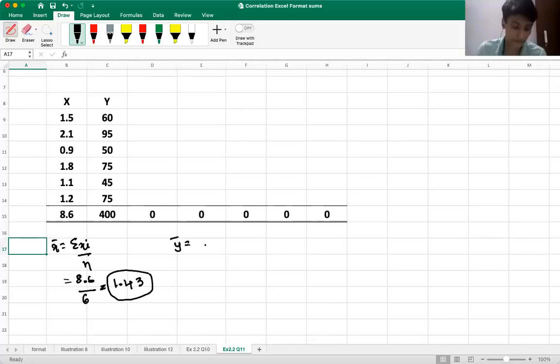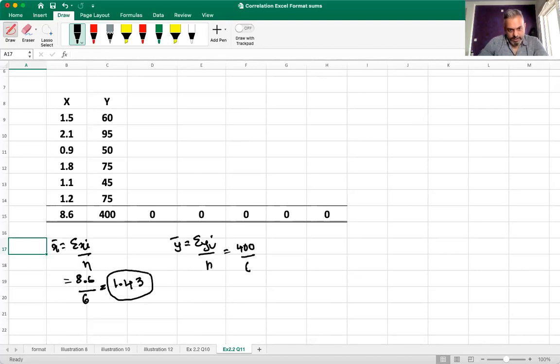Y bar is equal to sigma yi upon n, which is equal to 400 by 6. So 66.67. Yes, 66.67. So now we have X bar, now we have Y bar.